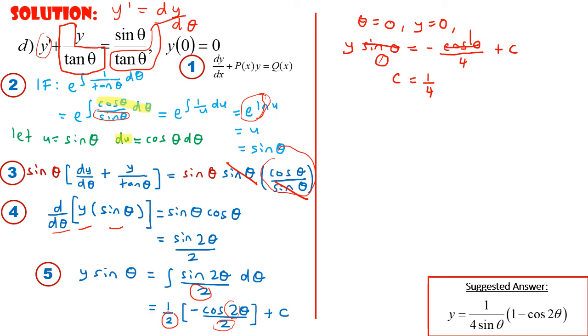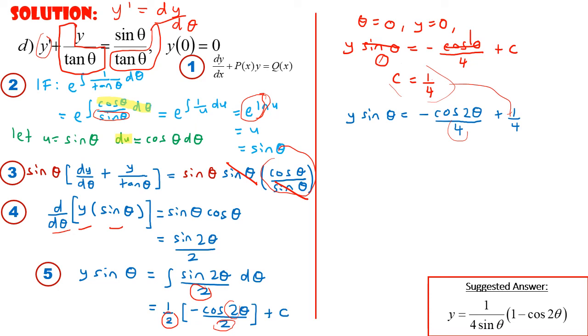Okay. So substitute into our equation. Remember this one already simplified over 4, and this one also, and then we substitute the value of c, that is 1 over 4 here. Okay.